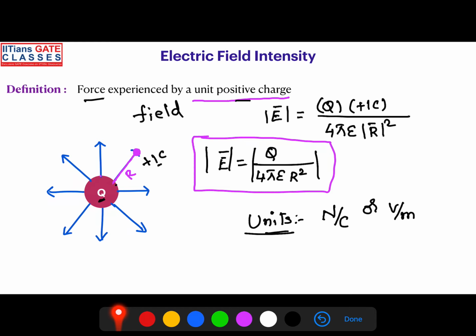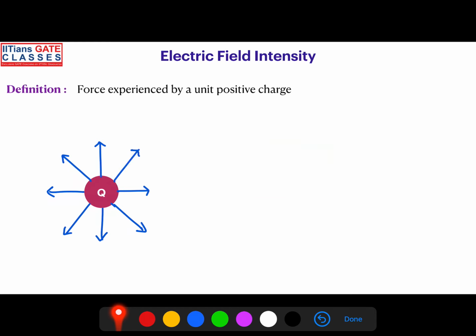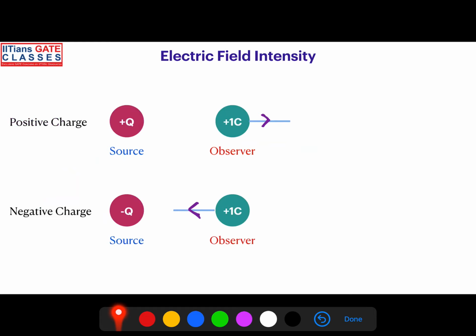Now, the magnitude part is clear, and the very important thing we need to understand is the direction. So let us consider the direction part. In the first case, I have considered the charge is positive. So this is my source where the charge is located, and this is my position where the observer is located. The source corresponds to the point where the original charge is located, and the observer is the point where you are finding the electric field intensity. As per the definition, at the observer, a unit positive charge has to be placed, right?